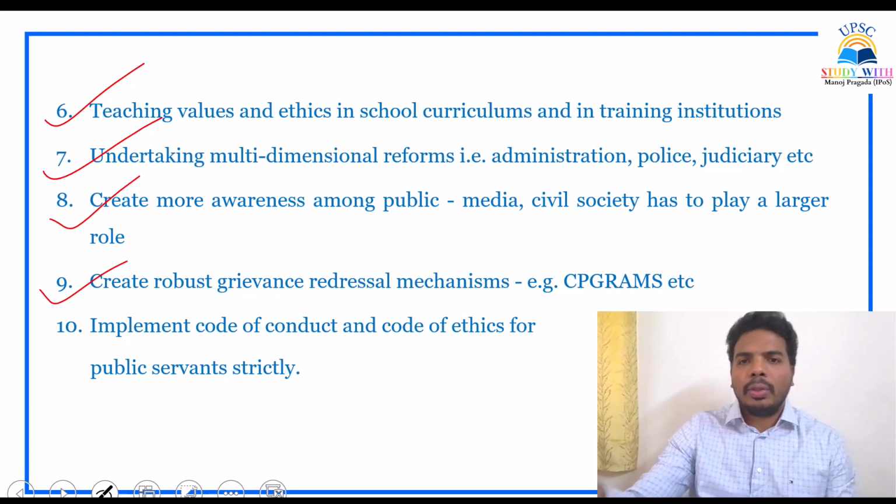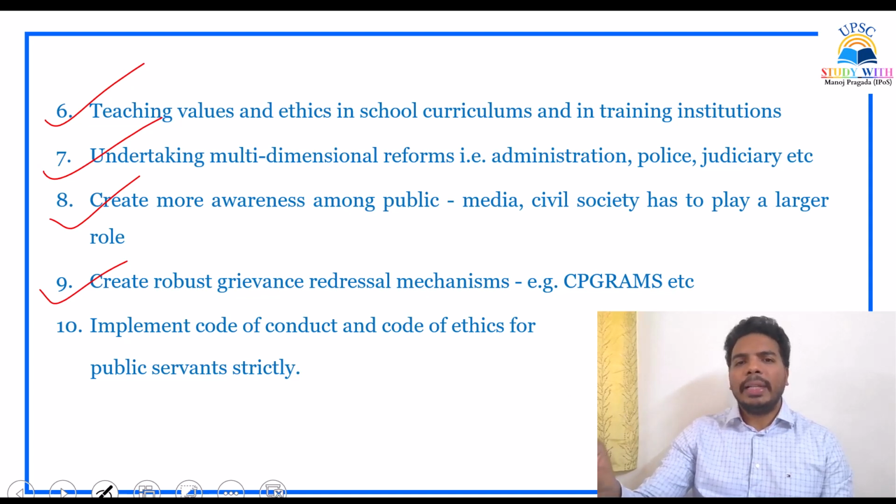CPGRAMS. You all must know CPGRAMS. Through CPGRAMS, any citizen can complain about any of the 78 central government ministries and departments. If you have a problem with any ministry, you can complain and it will be directly monitored at the PMO level. So definitely your complaint will be given priority and it will be resolved soon.